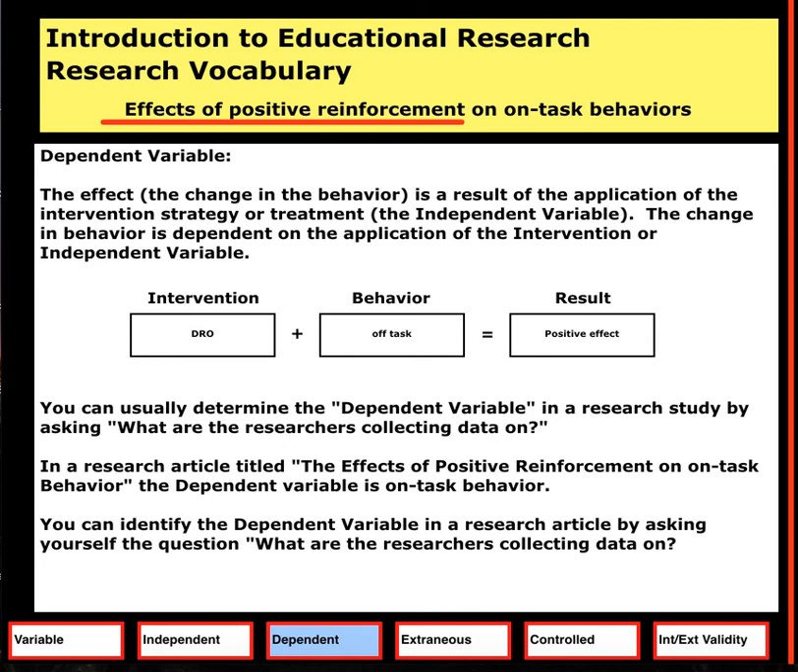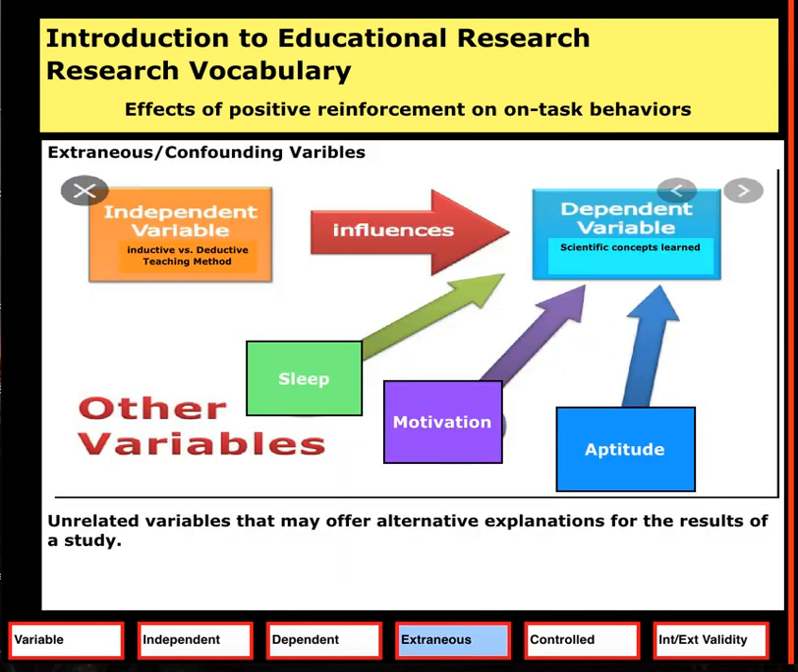And this brings us to our next vocabulary term: extraneous or confounding variables. Assume we wish to test the hypothesis that children taught by the inductive method, let's say the group A, show greater gains in learning scientific concepts than children taught by the deductive method, and let's say that's group B.